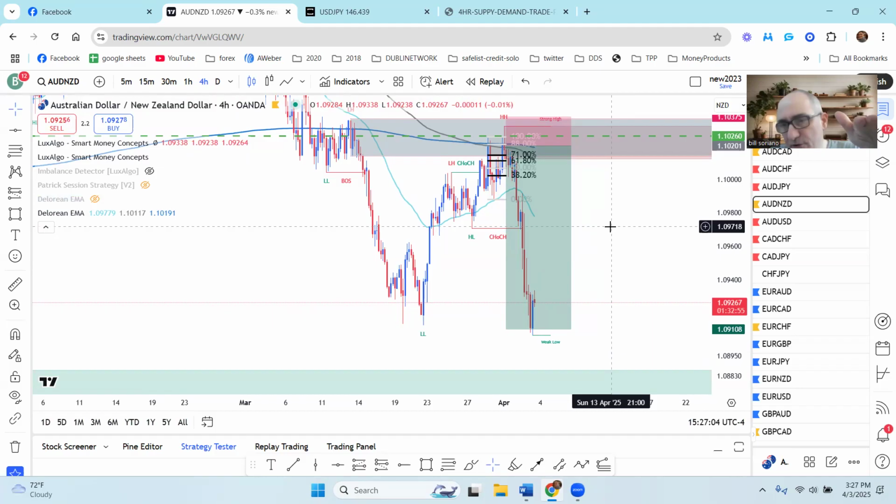And also I wanted to show you that GBPCHF trade that we decided not to pursue anymore because price had dropped below the 800 EMA.